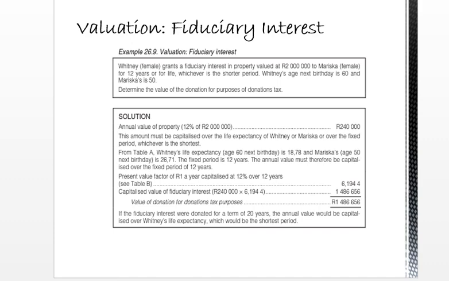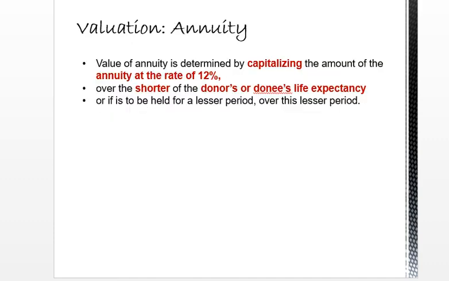Okay, so that's looking at the fiduciary interest when you donate a property, but how do we value an annuity? So an annuity is basically valued by capitalizing the amount of annuity at a rate of 12% over the shortest of the donor's or the donee's life expectancy, or if it's held for a lesser period, over this lesser period. So it's exactly the same as we did previously when we donated property. So we look at an example.